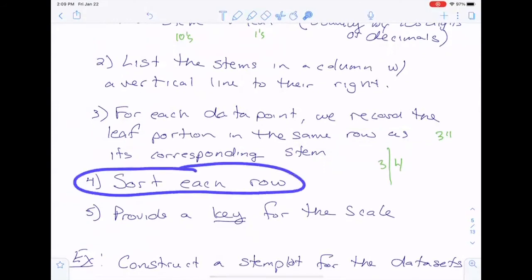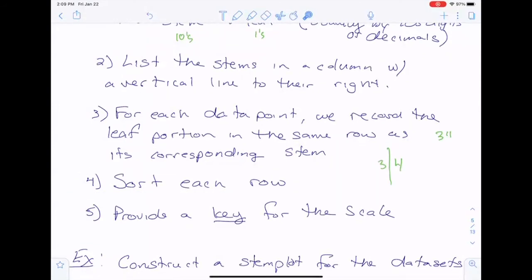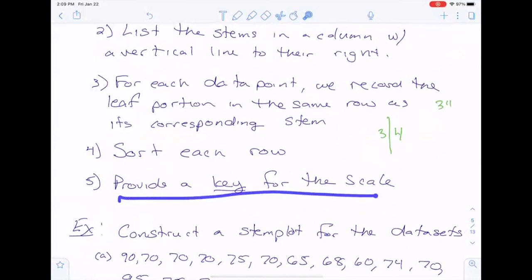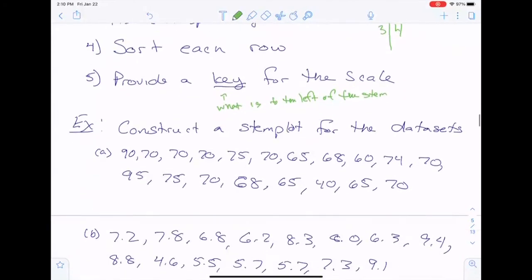What we want to do is sort each row. I kind of think about building stem and leaf plots in 2 steps. We just build the stems and then put the leaves down when we can, and then we'll sort them. And then we want to provide a key for the scale. And this key really represents what is to the left of the stem. And so we'll see what that means.